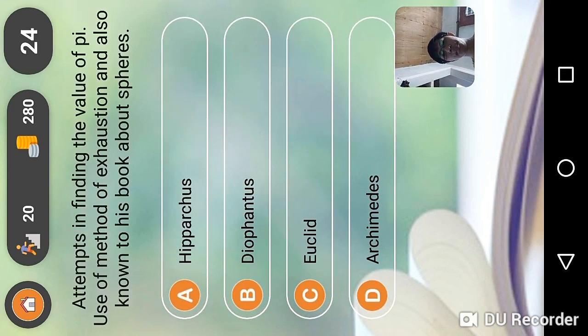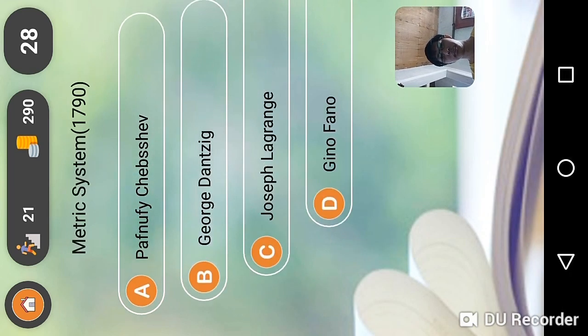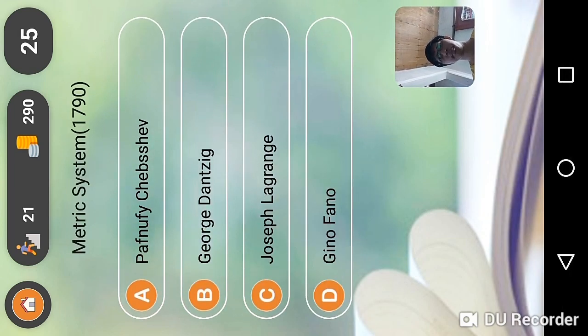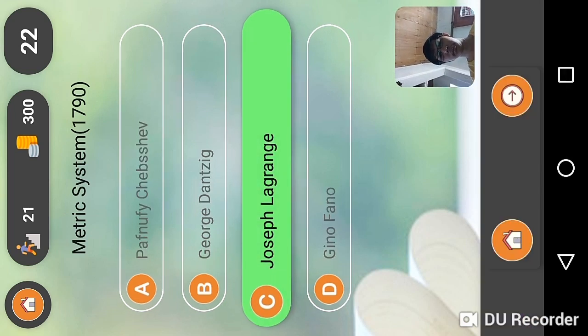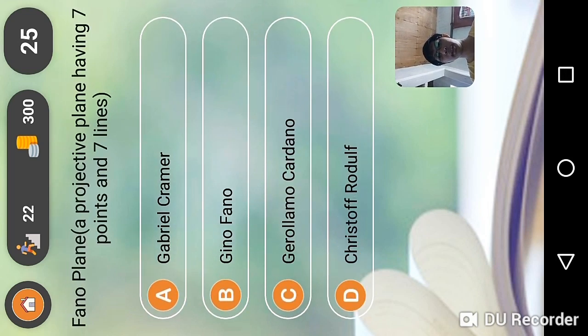Attempts in finding the value of pi, use of method of exhaustion, and also known to his book about spheres. Kay Archimedes. Metric system. Joseph Lagrange. Fano plane, a projective plane having 7 points and 7 lines. Bonus, may Fano. Gino Fano.